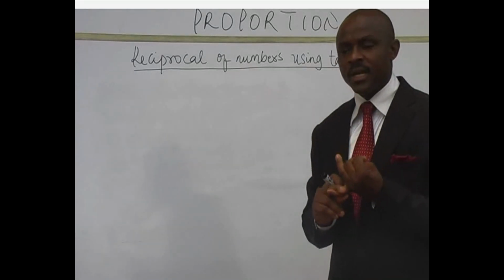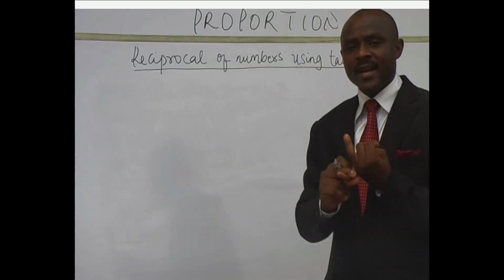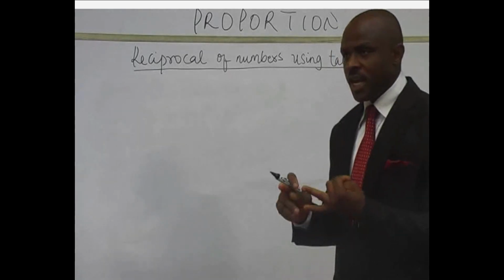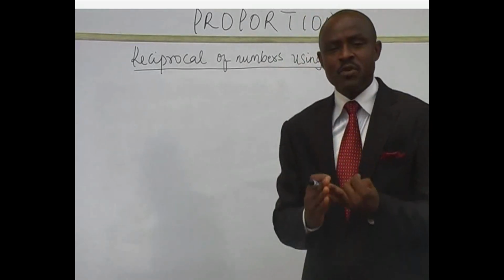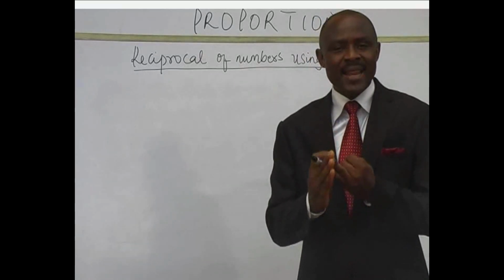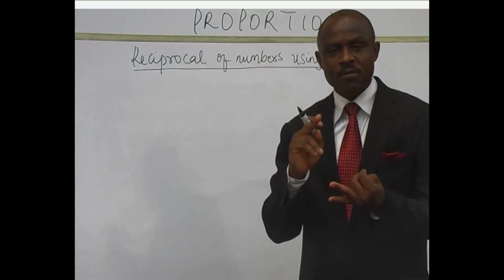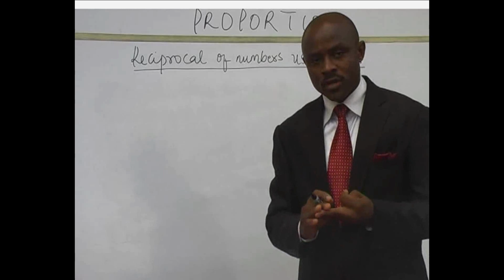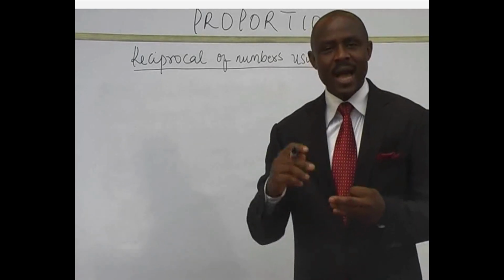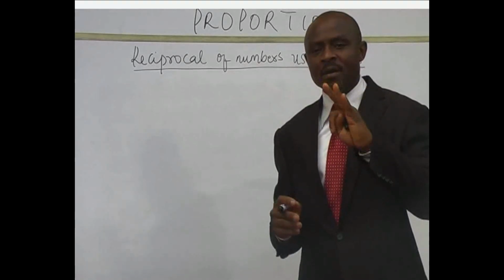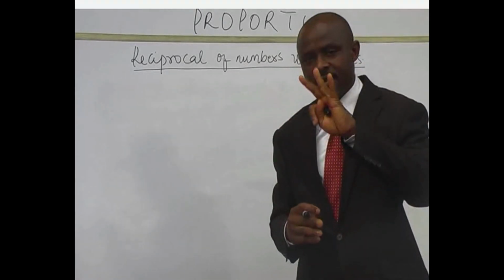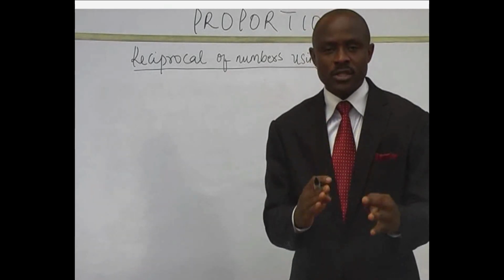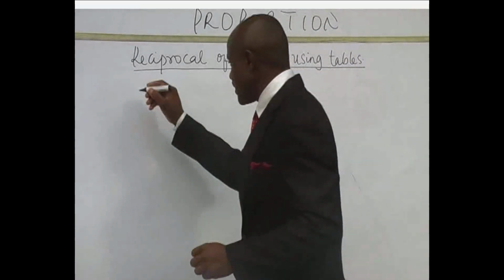Now in reciprocal of numbers using tables, we are going to look into it in 3 dimensions. Number 1 is the principles guiding finding the reciprocals of numbers less than 1. Number 2 is the principles guiding the reciprocals of numbers between 1 and 10, that is 1, 2, 3, 4, 5, 6, 7, 8, 9, and 10. Then the third is reciprocal of numbers above 10. I have strategized it into these three forms because there are different approaches to each and every one of them.